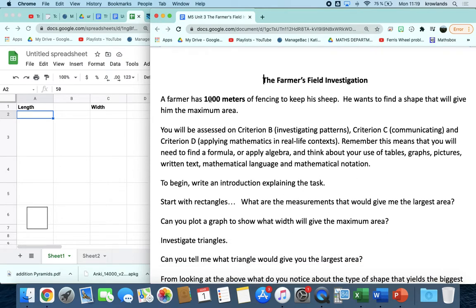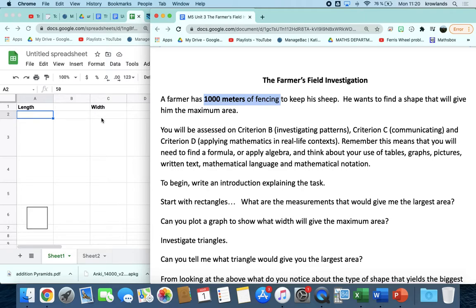A farmer has 1,000 metres of fencing to keep his sheep. He wants to find a shape that will give him the maximum area. Now, when we're talking about fencing and its particular length, this is talking about the perimeter of the fencing. So to find the perimeter of something, all the values in the shape must add up to 1,000.